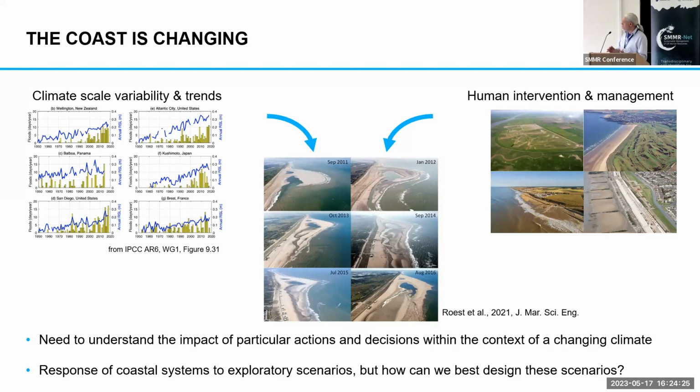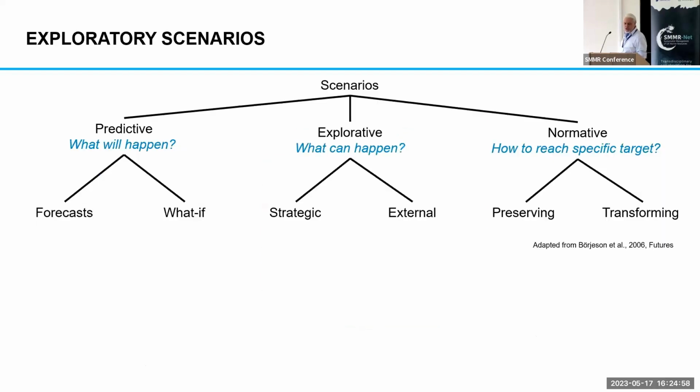And all these reasons really tell us that we have to understand what the impact is going to be of the actions and decisions that we're taking now, within the context of a changing climate. And typically, the way that we get to do this is looking at the response of coastal systems to a series of scenarios. The key question being, how do we best develop and design these scenarios so that they are usable, useful, and trusted, basically.